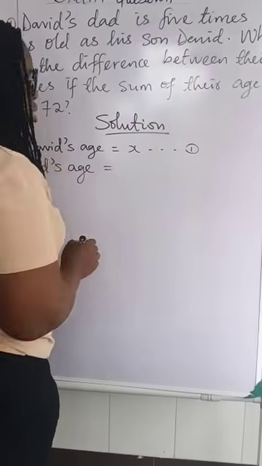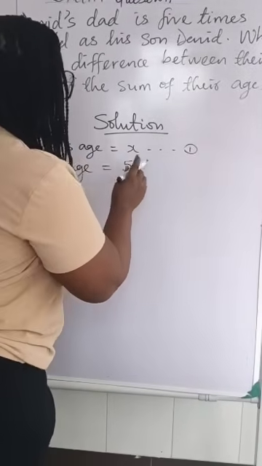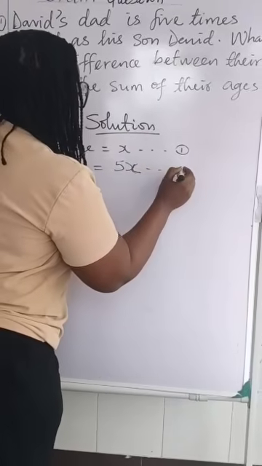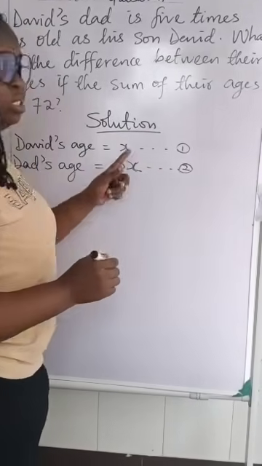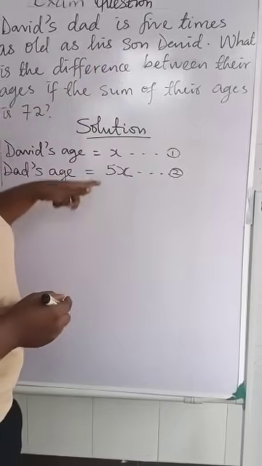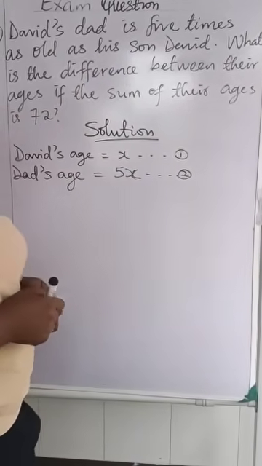That's David's dad will now be what? 5x. Remember, we were told 5 times David's age. That's step 2, sorry. We're told that the age is what? 5 times of David's age. So it's 5 times x, which is 5x.